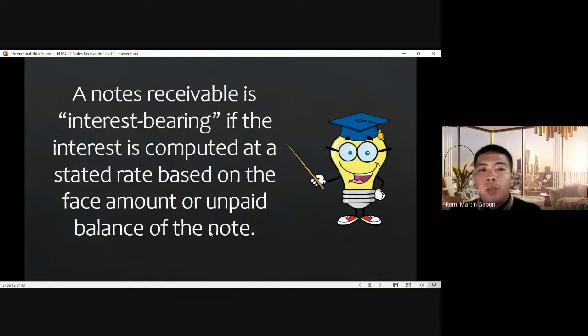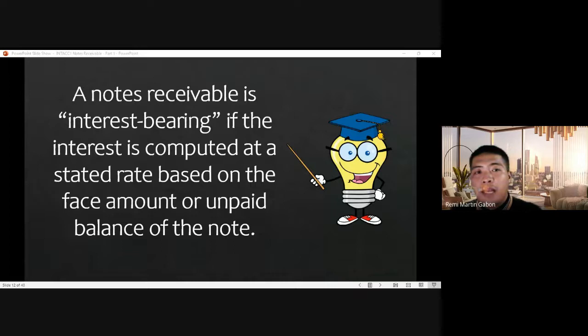A notes receivable is said to be interest-bearing if, based on our definition earlier, an interest is computed separate from the principal amount of the promissory note. The principal amount will be the basis of computing the interest by multiplying a stated rate. In our example earlier, I mentioned a stated rate, 10%. Do you remember the example?